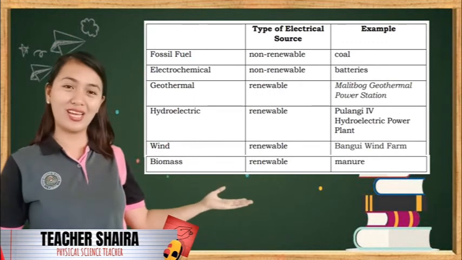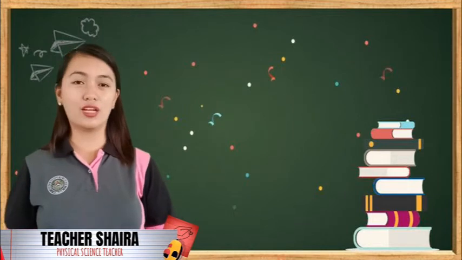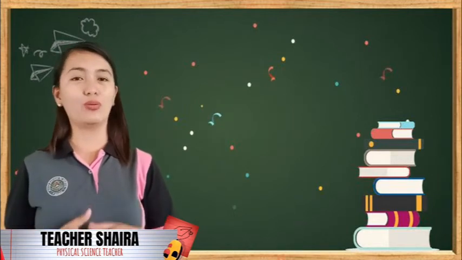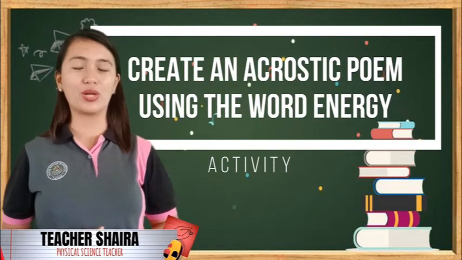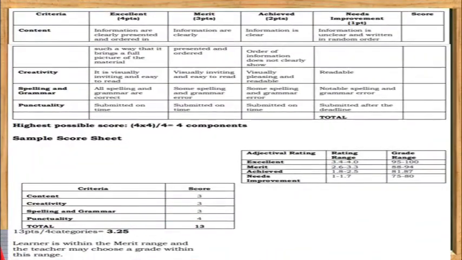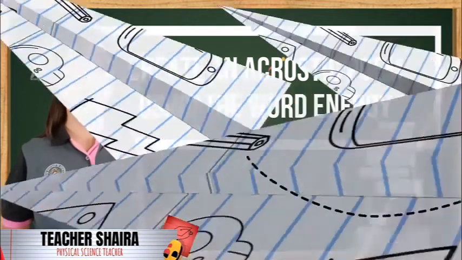Did you get it correct? Great! Now that you have the knowledge about the different sources of energy, I need you to apply what you have learned. Create an acrostic poem by using the word energy. Here is the rubrics. Submit your poems in the next distribution day.